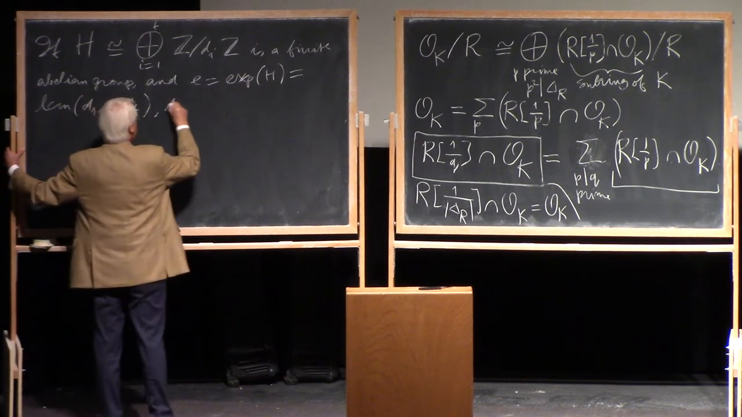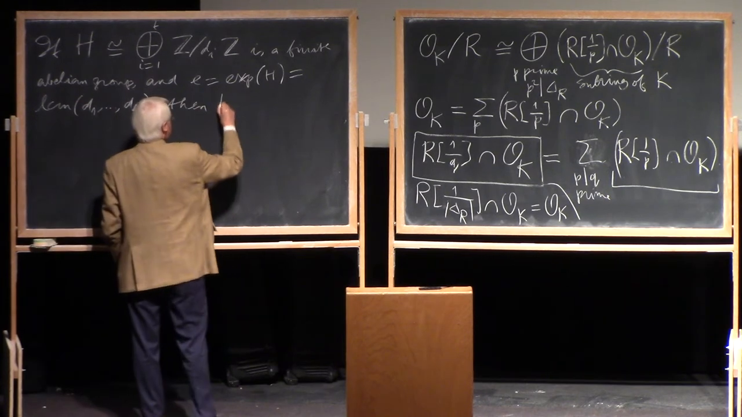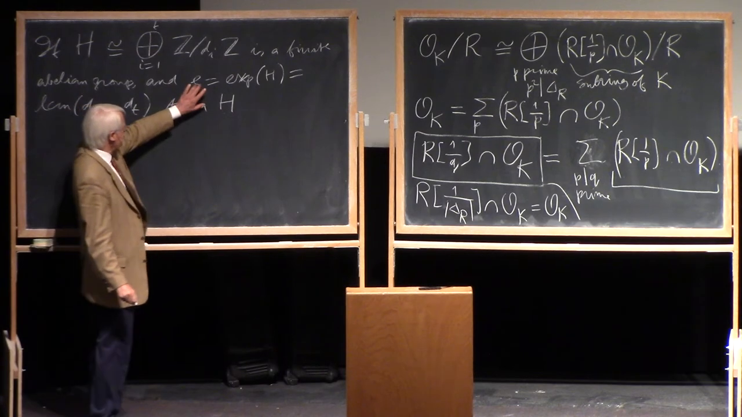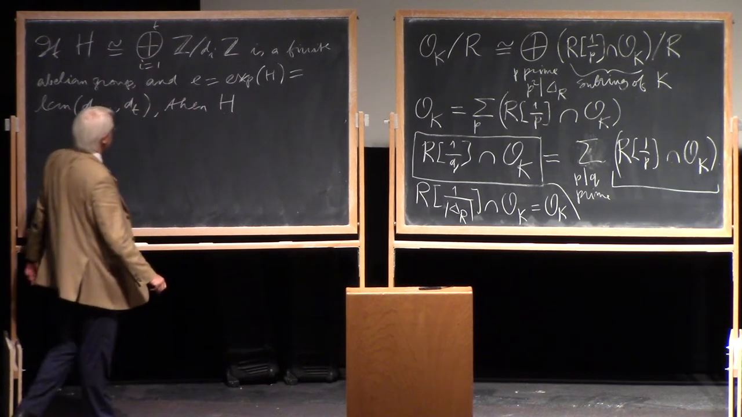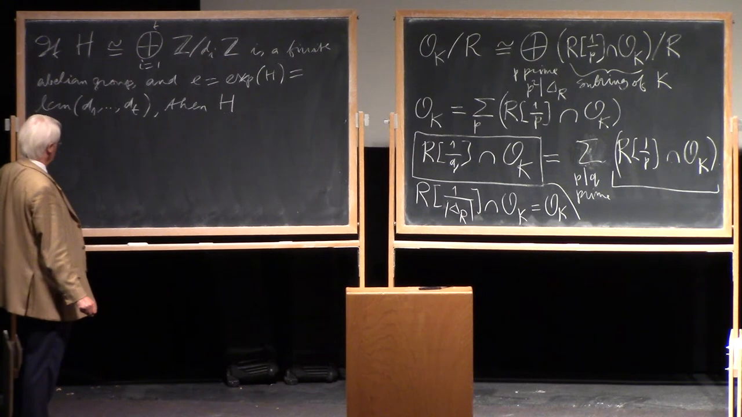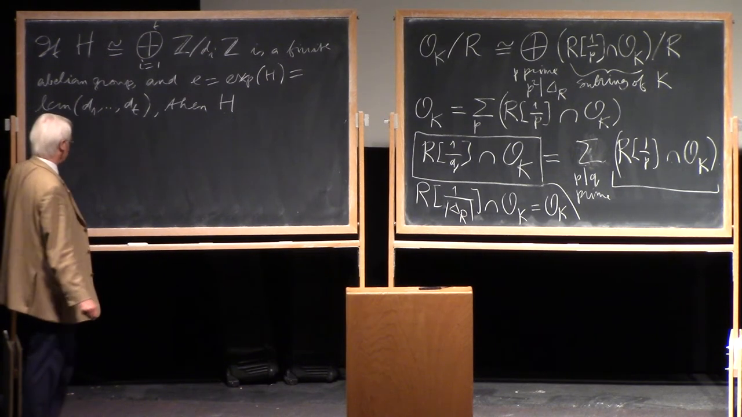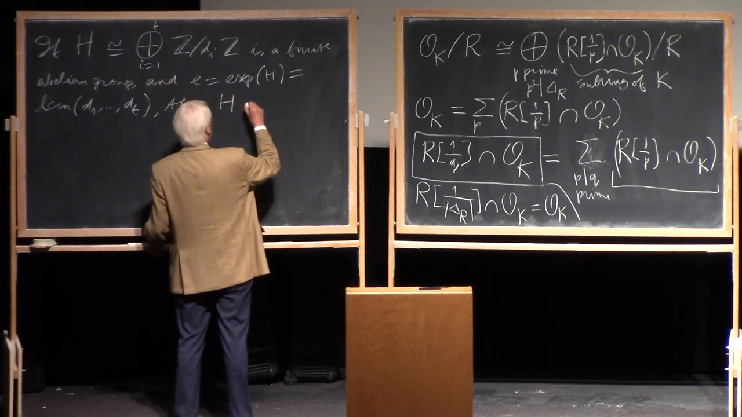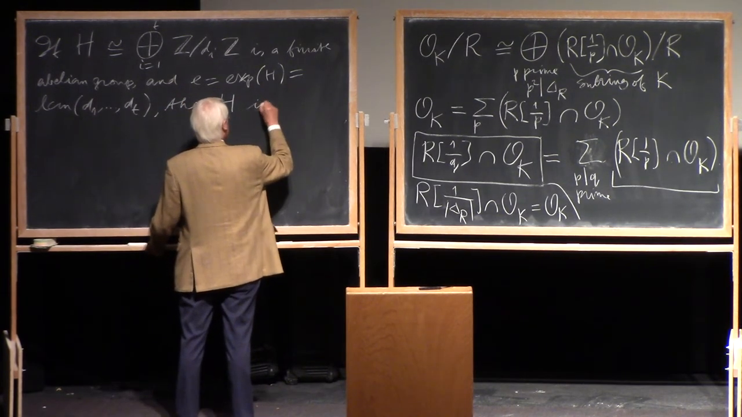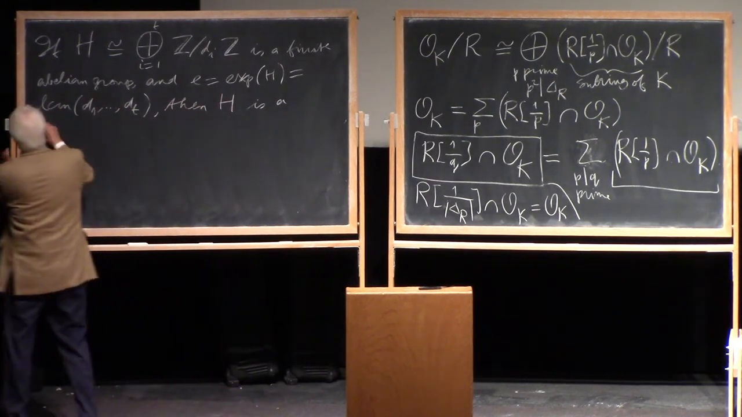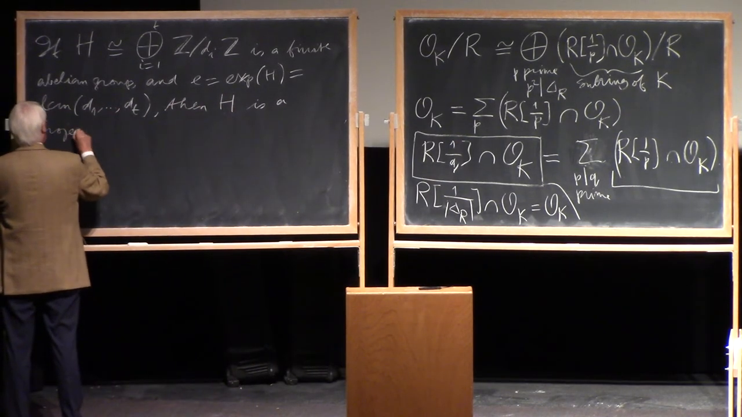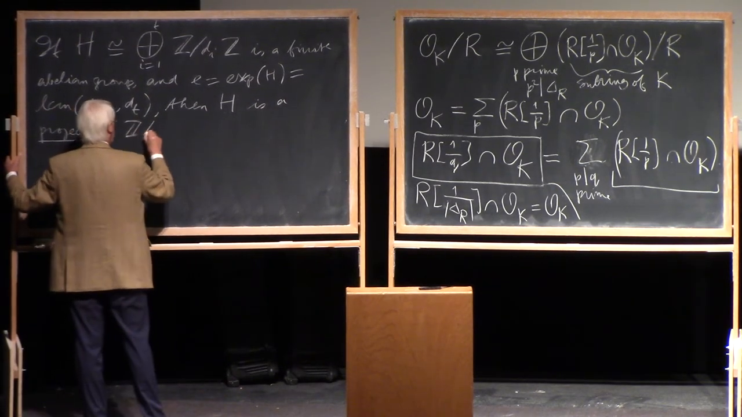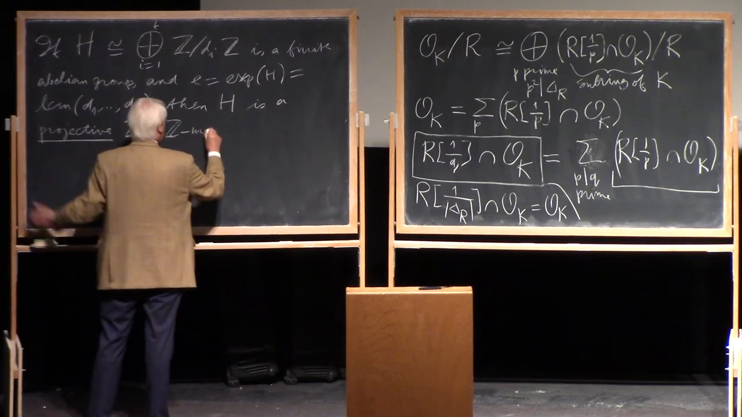Then it is clear that H is a module over the ring Z mod EZ. A module over Z mod EZ is nothing but an abelian group annihilated by E. And I would like this H to be projective, then H is a projective Z modulo EZ module.